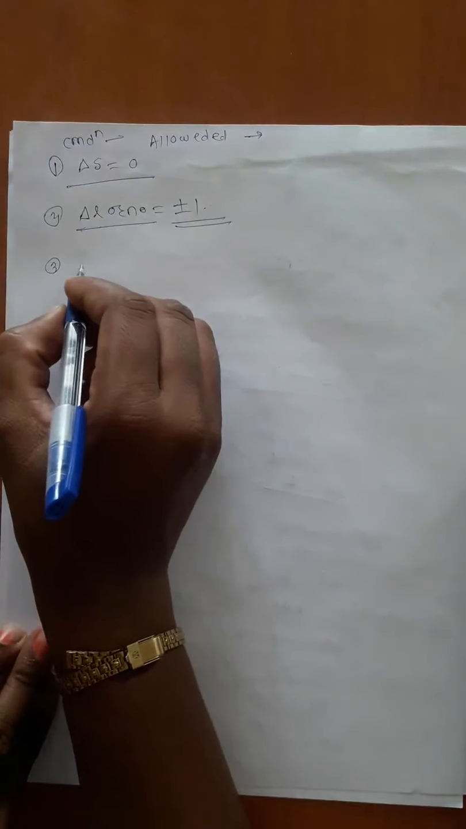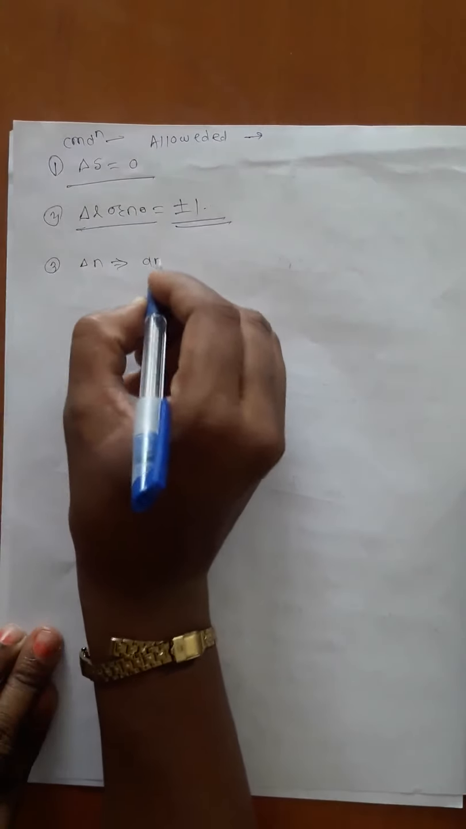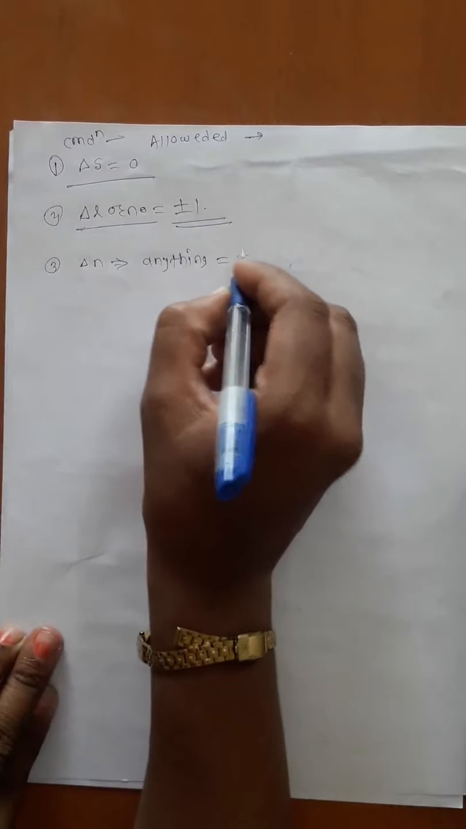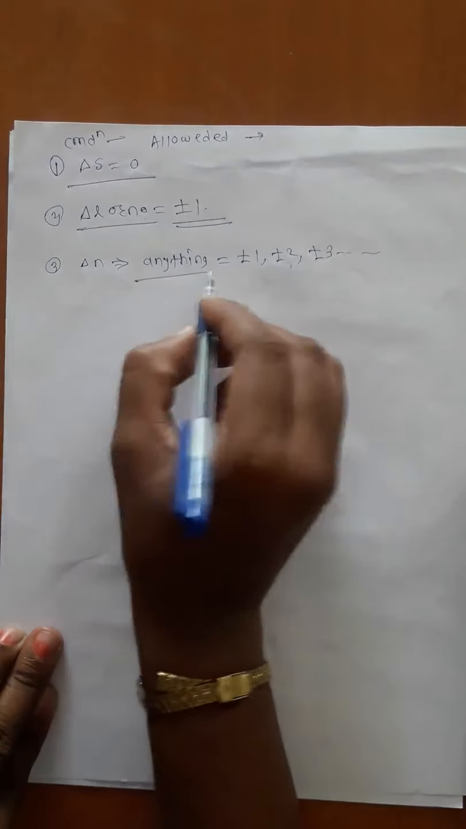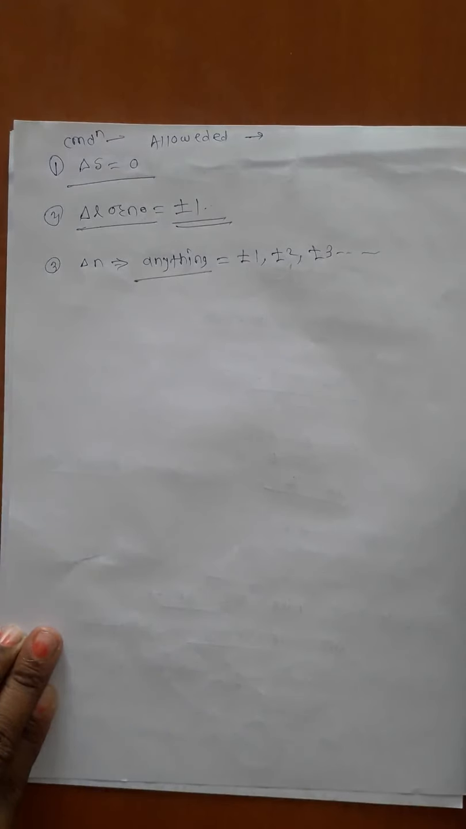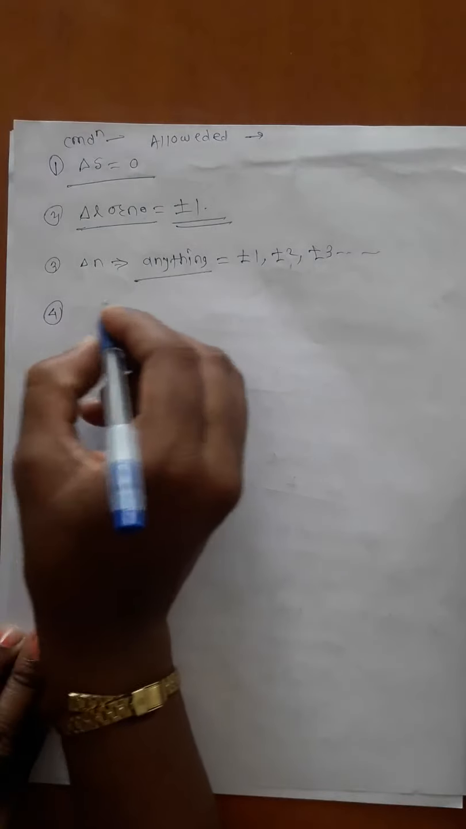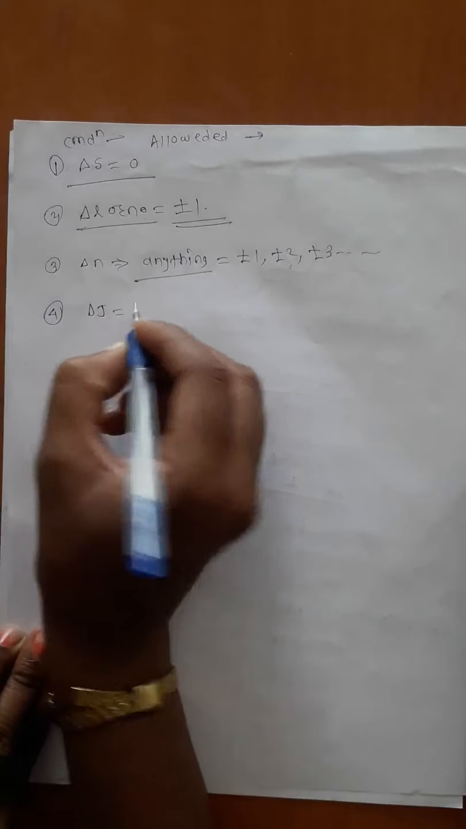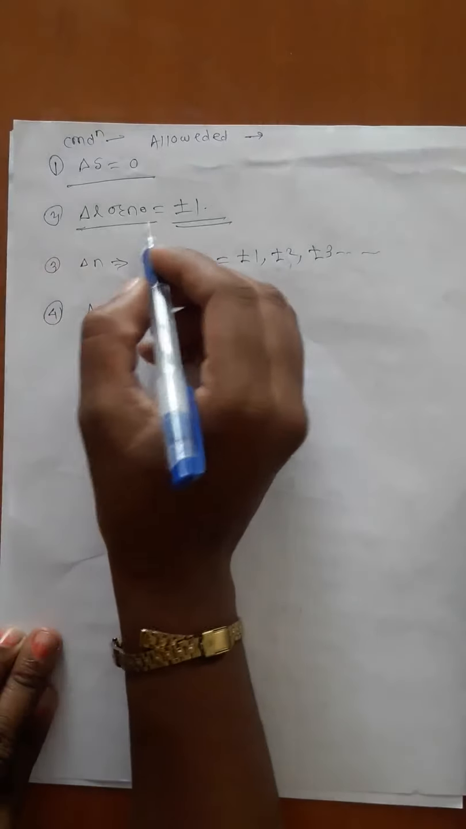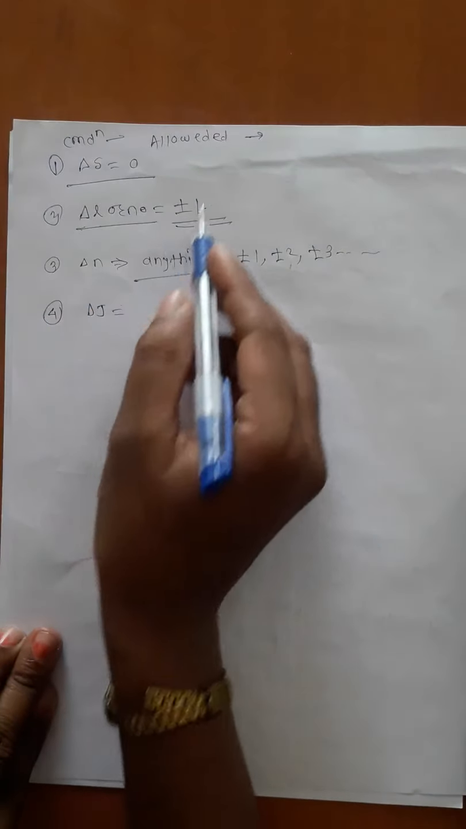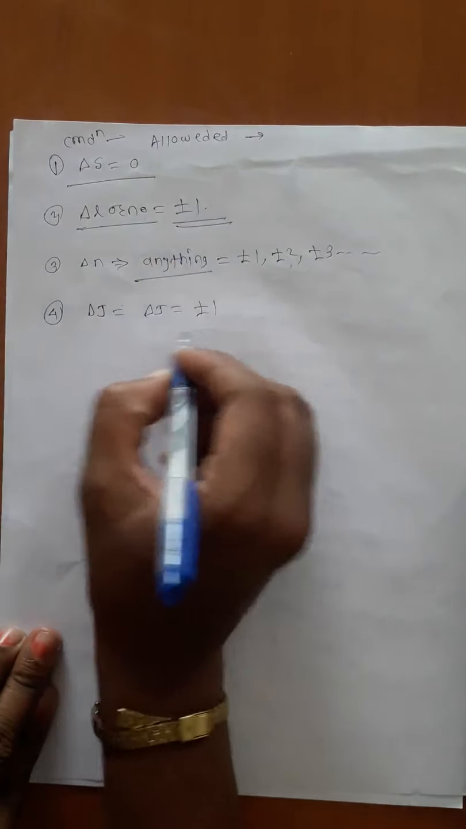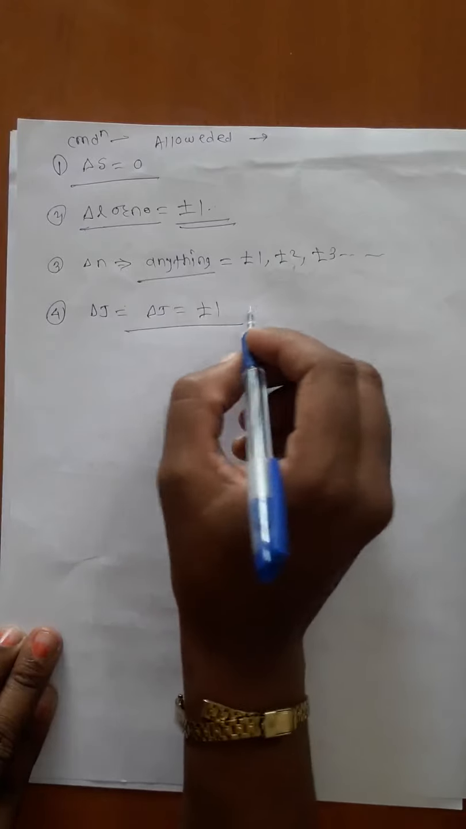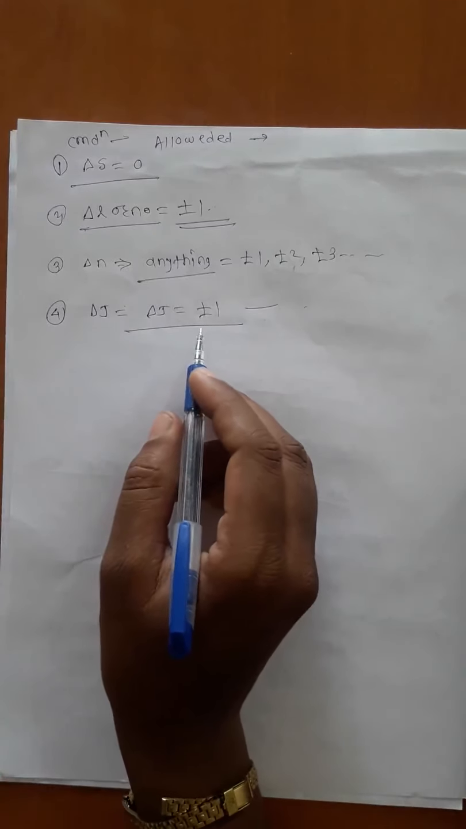The third selection rule is delta n is anything. Whatever the value of delta n, plus minus 1, plus minus 2 and so on, this transition is allowed. The next selection rule is delta j. Delta j is the total angular momentum. Delta L is plus or minus 1, therefore delta j is also plus or minus 1. Then this transition is allowed. The value of delta j is equal to plus or minus 1. Okay, thank you.